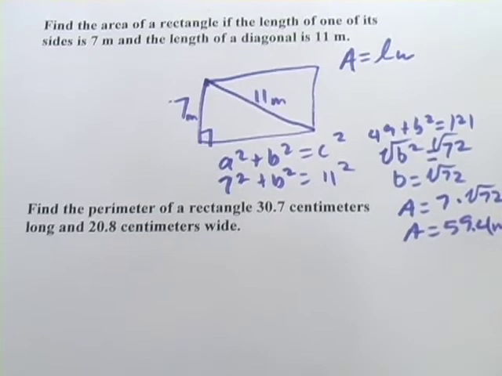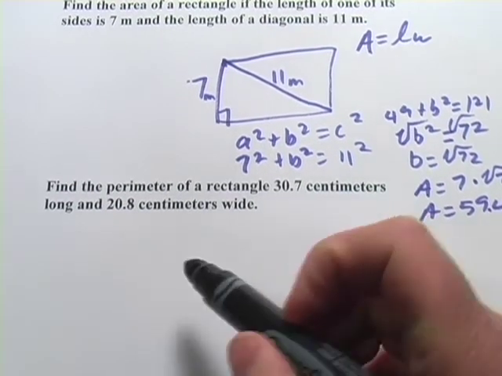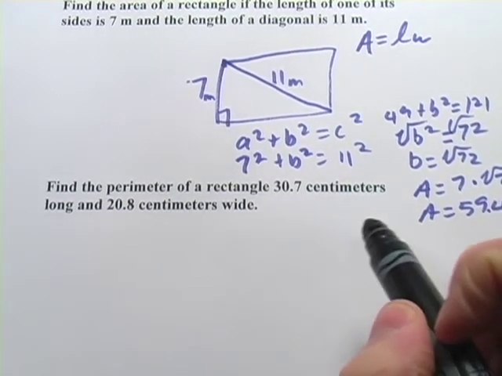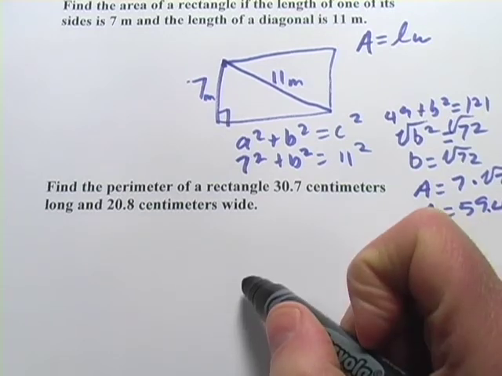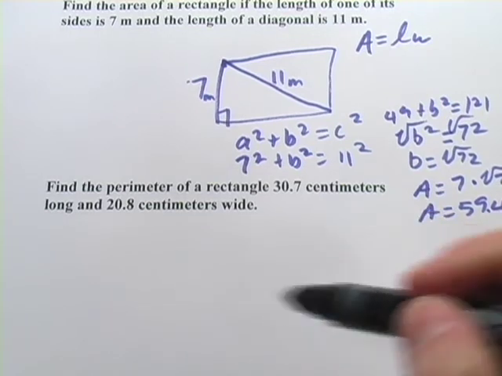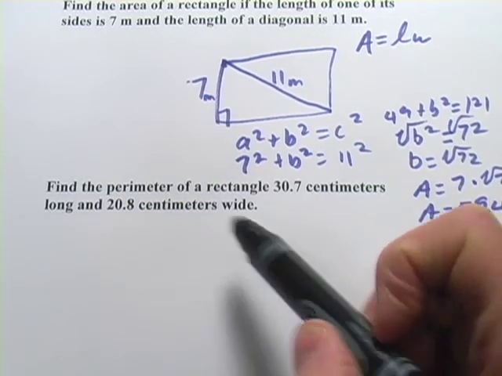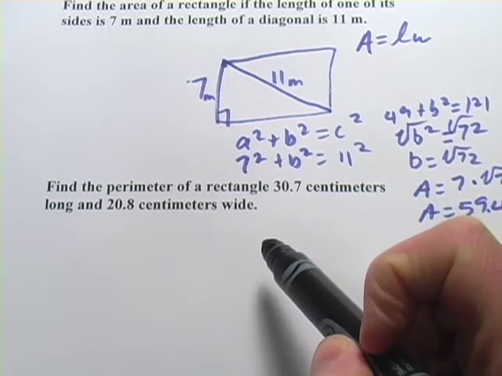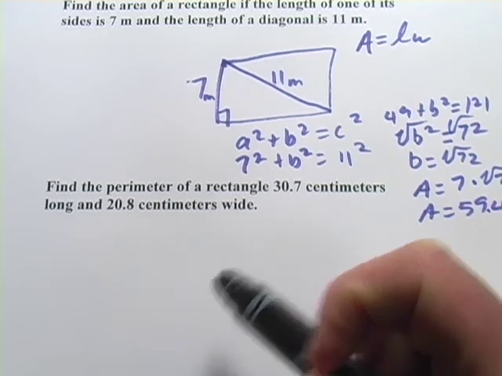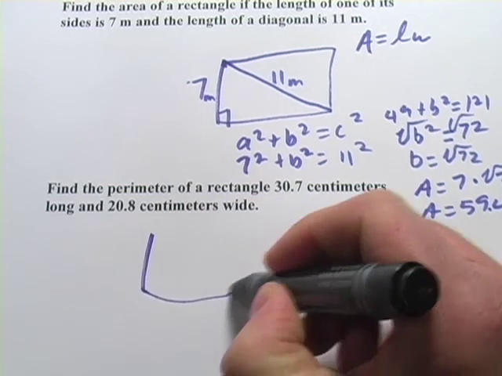All right, one more. This one's about perimeter. Remember, perimeter is the distance around the outside. So we're not dealing with area in this problem, we're dealing with distance. So our units will not be squared. It says find the perimeter of a rectangle 30.7 centimeters long and 20.8 centimeters wide.